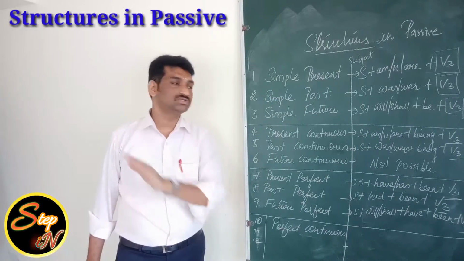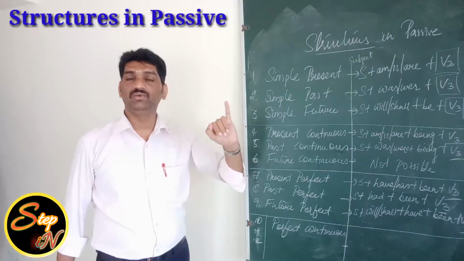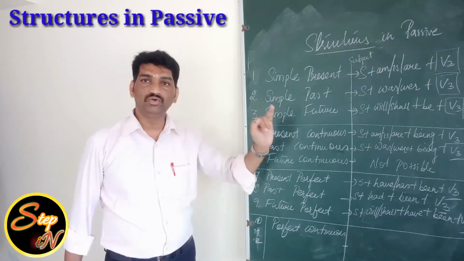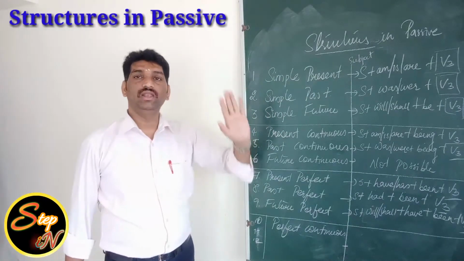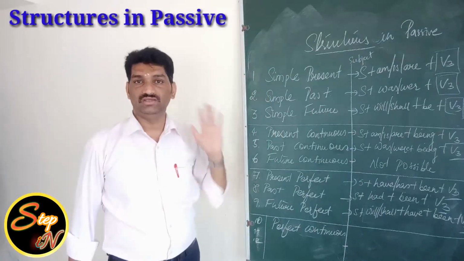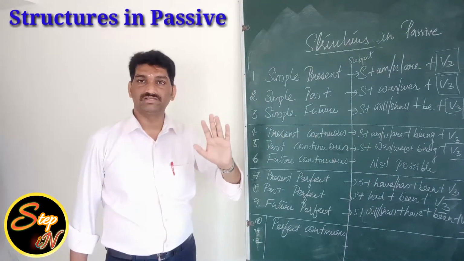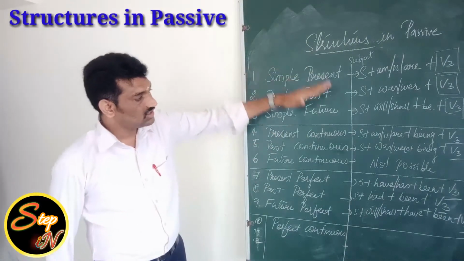So in passive voice, we do not have verb 1 anywhere, we do not have verb 2, we do not have any present participle like ing forms. So only we have verb 3. So only we have past participle. Okay, so these are the structures.